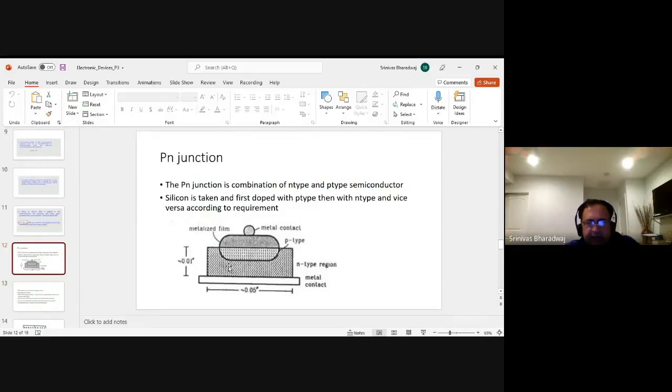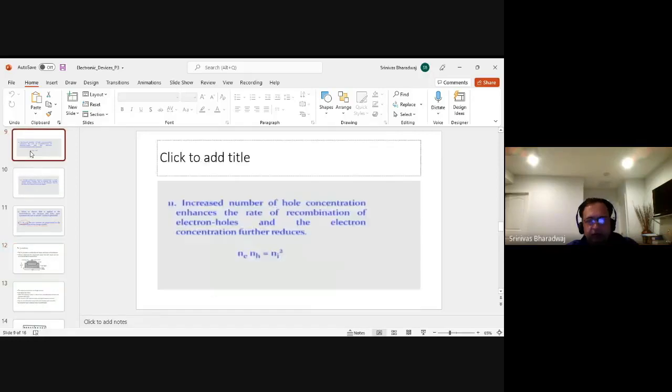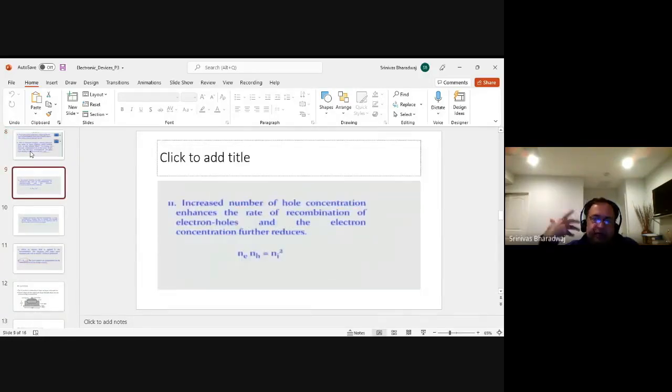But the substrate itself also sits on metal, but the semiconductor is an n-type here, and then there is a partial p-type on top of it. Okay, so now you have a p-n junction. So that is how it looks, or you can think of it in that sense.